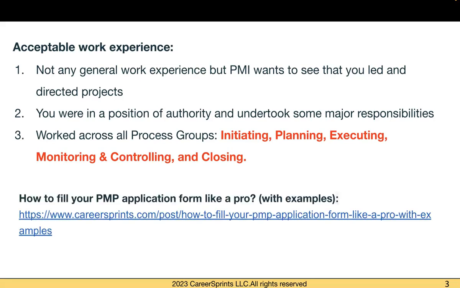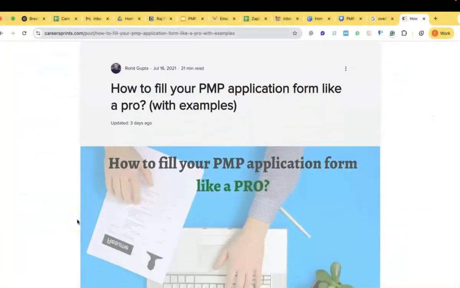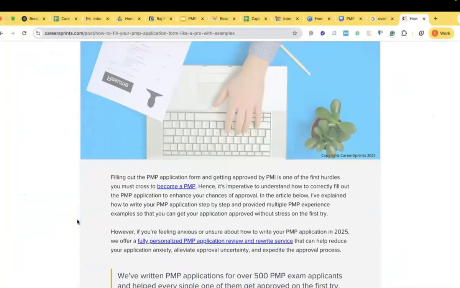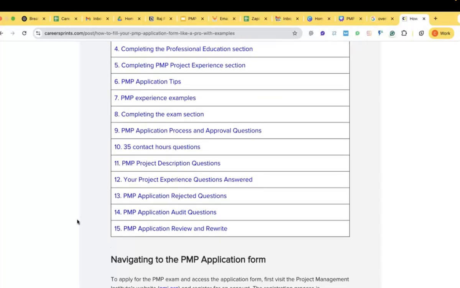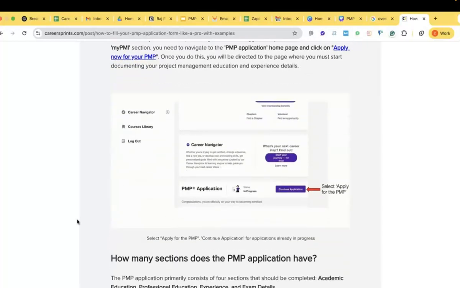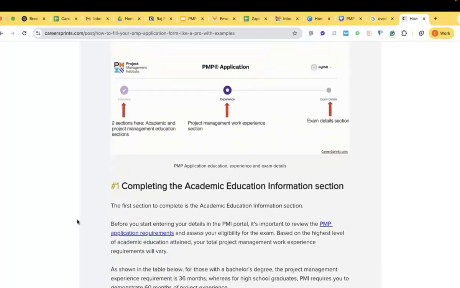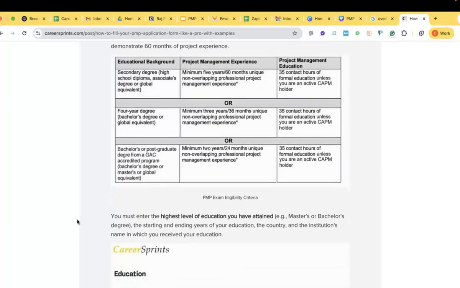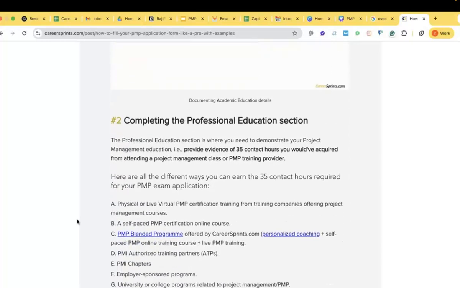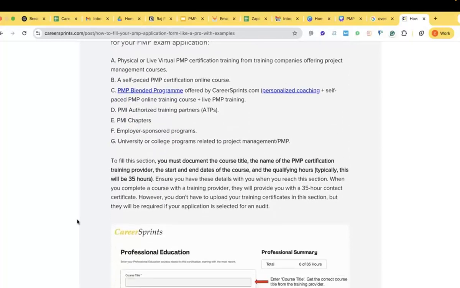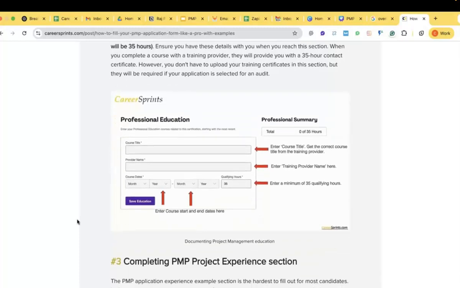And if you want to really understand how to write your application, where exactly do you need to go, how to navigate through the PMI portal, where you need to submit your application, how do you acquire the contact hours, you need additional tips on how to write the application, you should go and check out this blog that we have written, which is called How to Fill Your PMP Application Form Like a Pro with Examples.